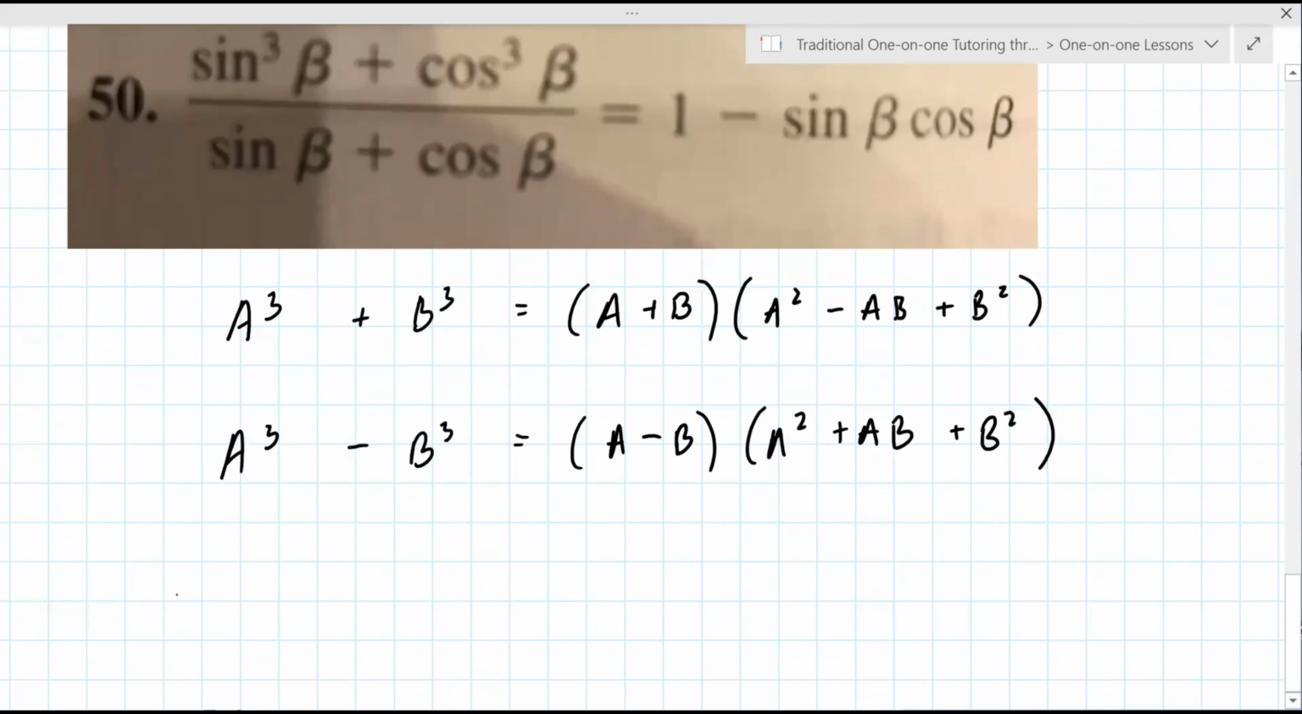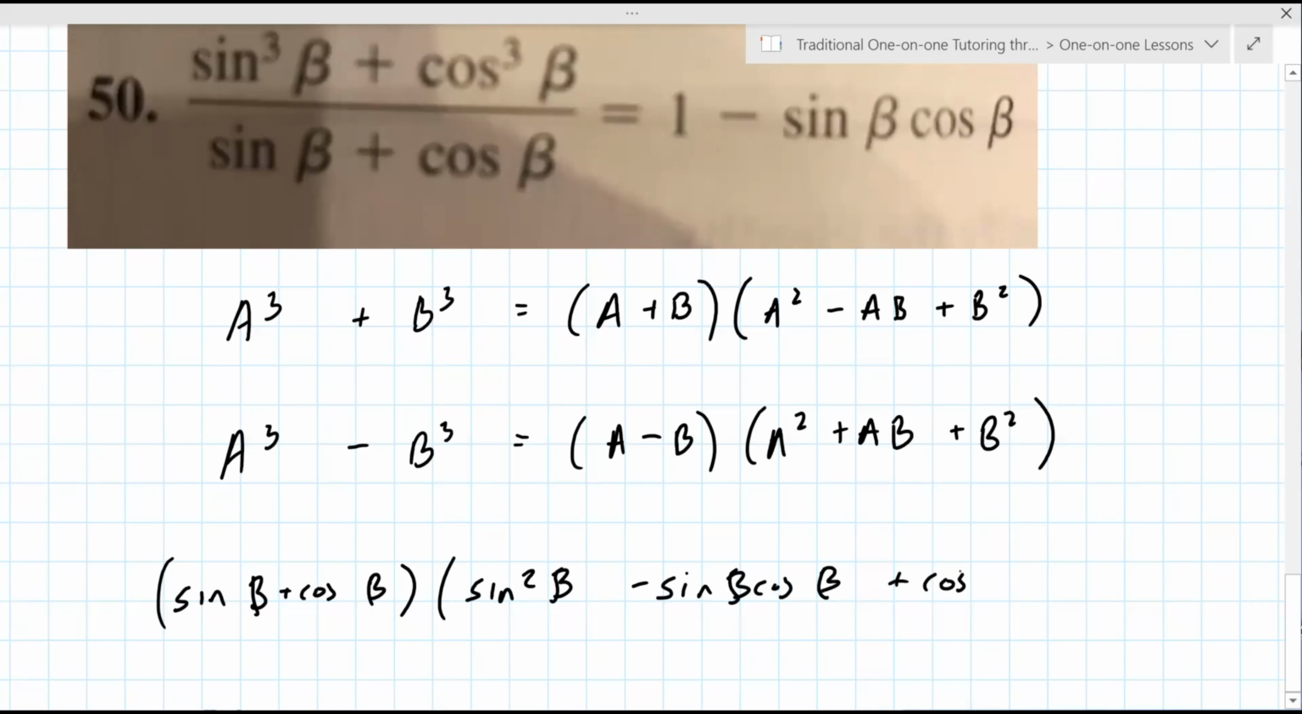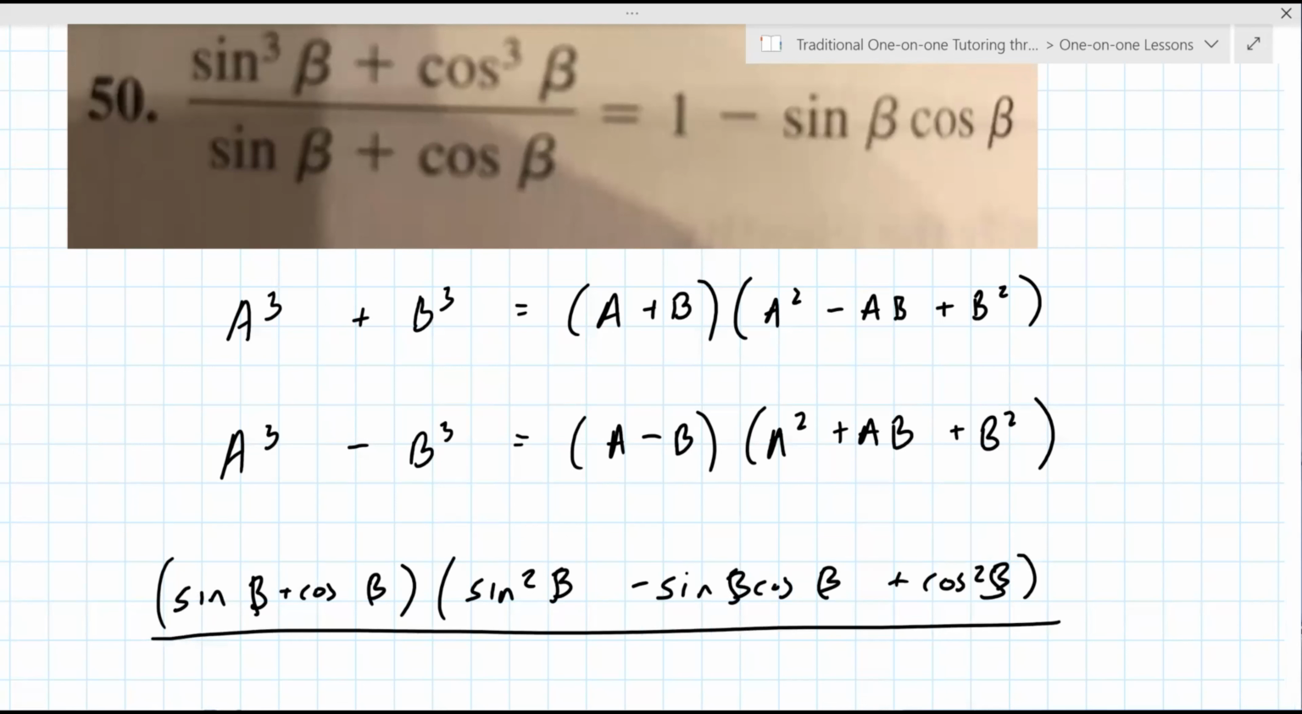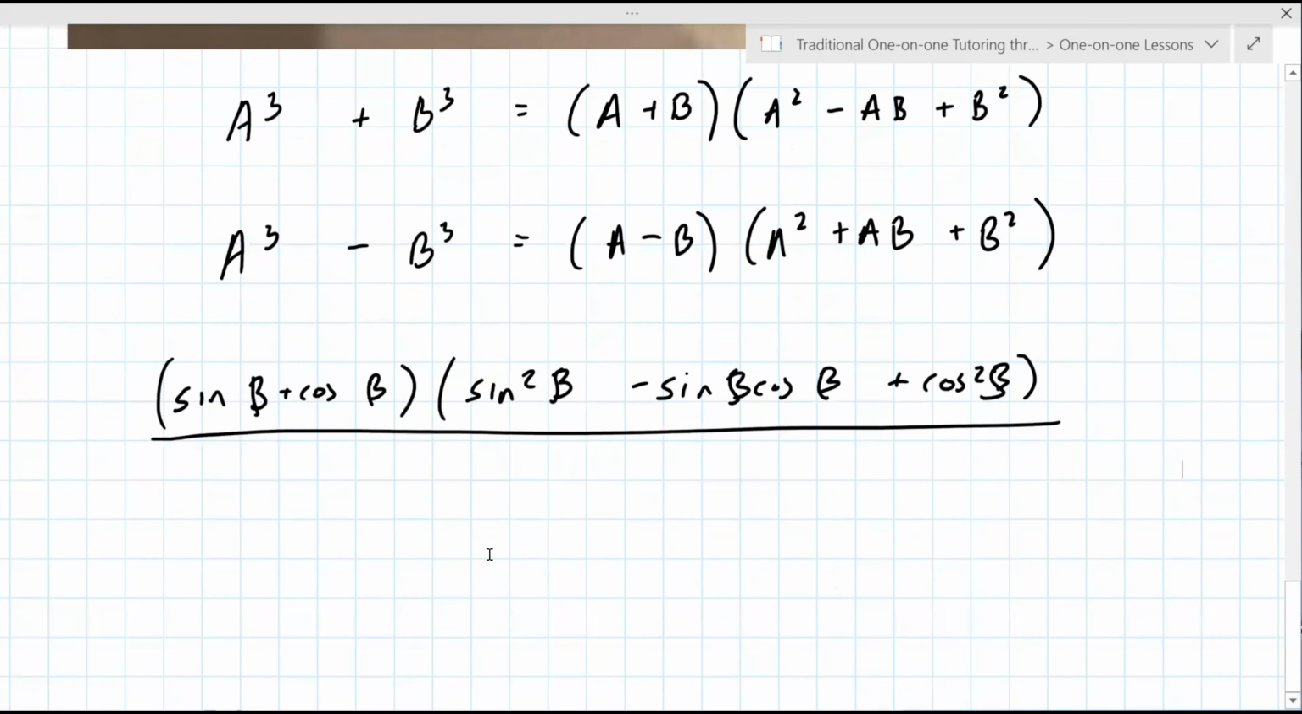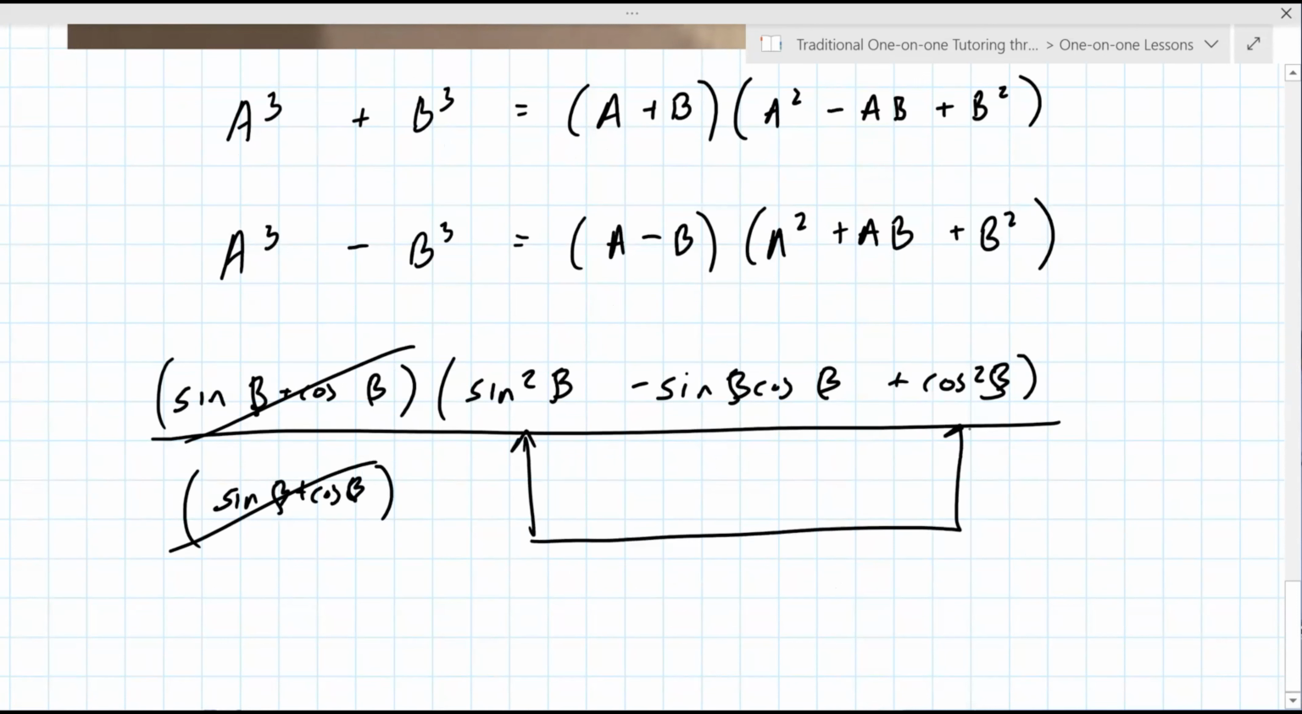The numerator becomes sine beta plus cosine beta, and I'm doing this top part here, times sine squared beta minus sine beta cosine beta plus cosine squared beta, all over sine beta plus cosine beta. So obviously these cancel, okay? And then Niko, this is the one you want. This is the sine squared plus cosine squared. That becomes 1.